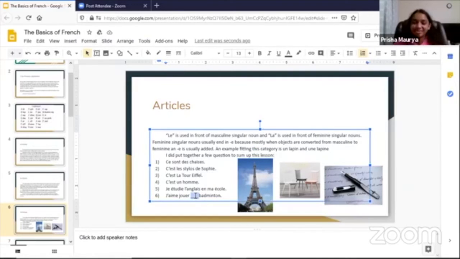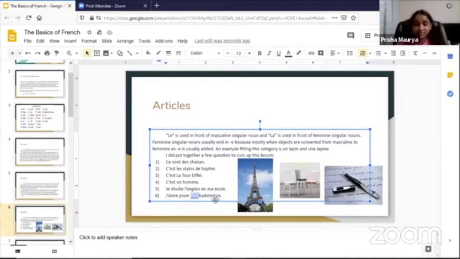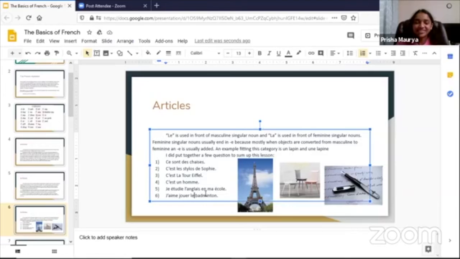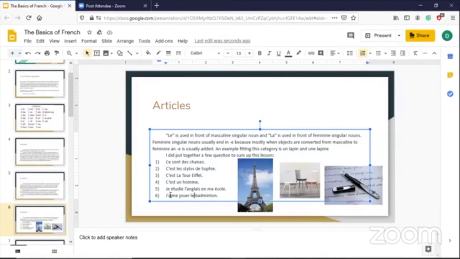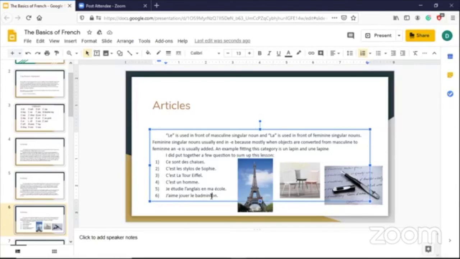So the sixth one, is it la? Le jouet, kind of. Actually, I would let it pass. I think it's correct. Badminton is masculine, I think. Pretty sure about it. But isn't it defined? Isn't it the name of a sport? Yeah.